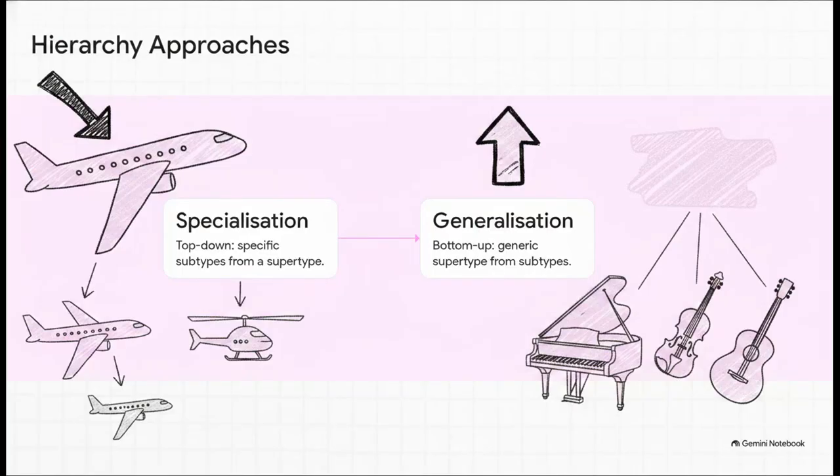When you sit down to actually design these hierarchies, you can take two different approaches. The first is specialization. This is the top-down approach we've been using with our aviation example. We start with the broad, generic employee and break it down into very specific subtypes. The alternative is generalization. This is a bottom-up process. Here, you might be looking at your data and notice you have separate tables for piano, violin, and guitar. You recognize they share common characteristics, so you extract those commonalities upwards to create a generic string instrument supertype.